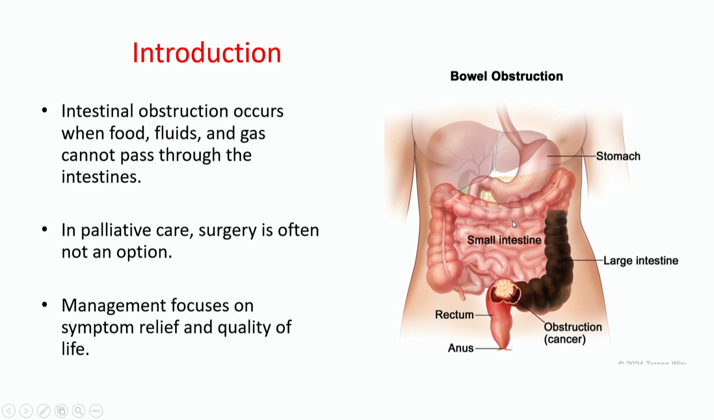This picture shows what the obstruction is. This is a cancerous obstruction. This is a large intestine, this is a small intestine, this is a rectum. But a cancerous tumor has developed here, which is not allowing the fecal part to go out of the body. That is the main problem. So how to manage it?